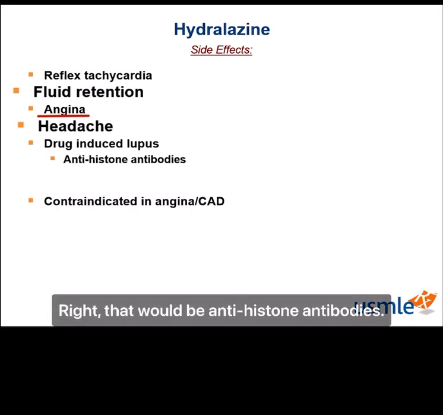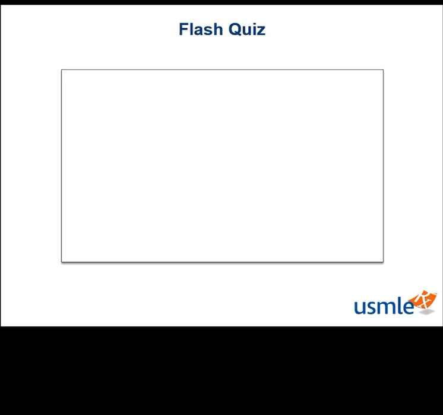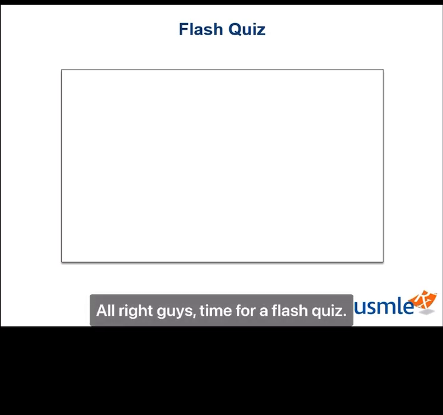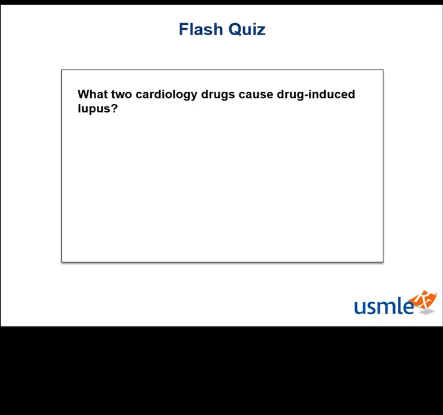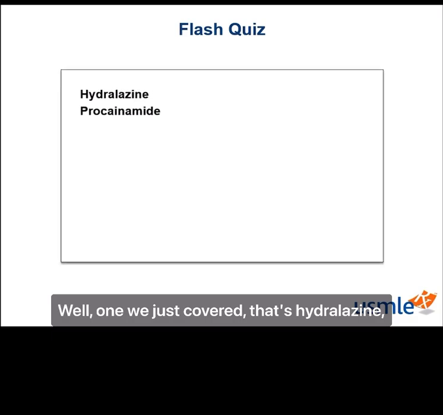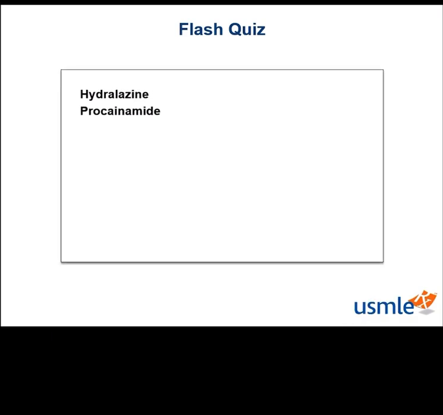Right, that would be antihistone antibodies. All right, guys, time for a flash quiz. So what two drugs in the cardiology section cause drug-induced lupus? Well, one we just covered, that's hydralazine, and the other is procainamide.